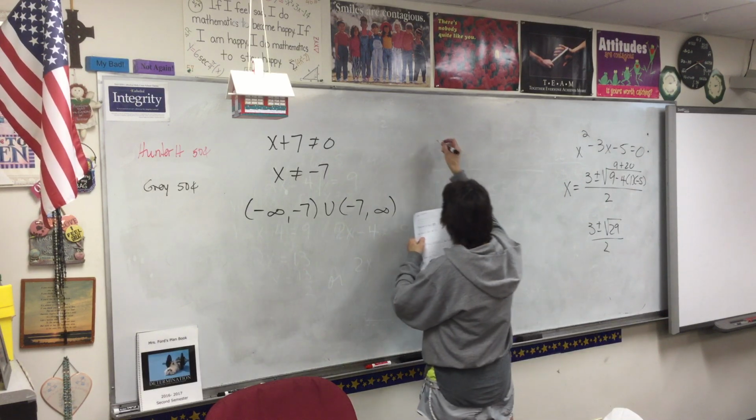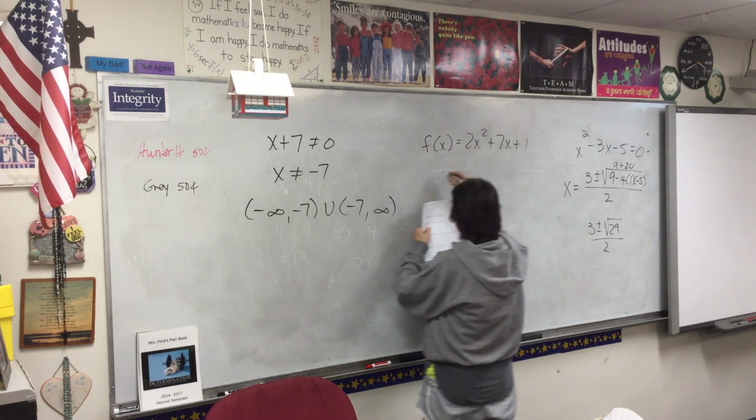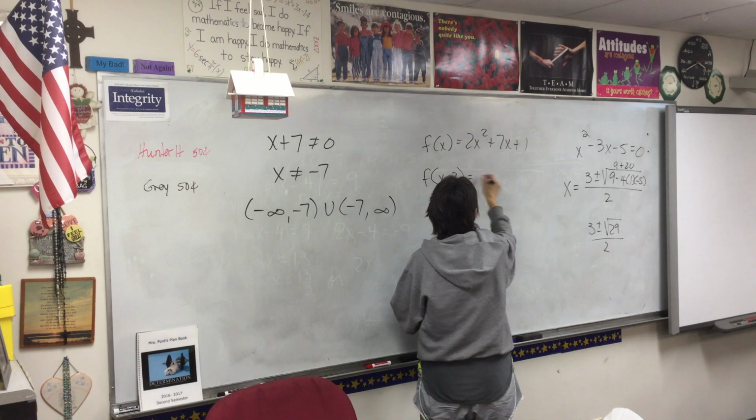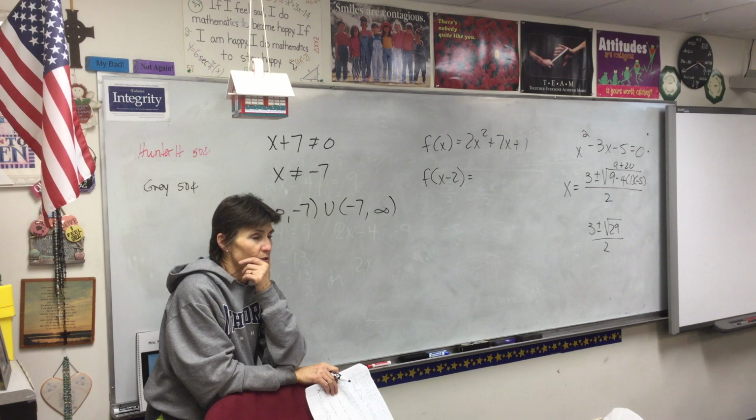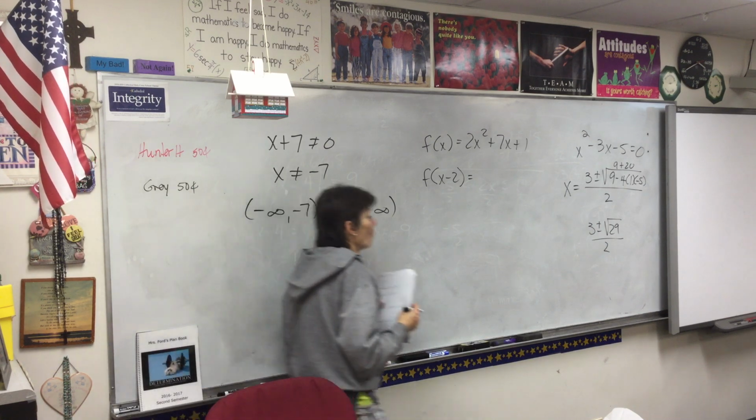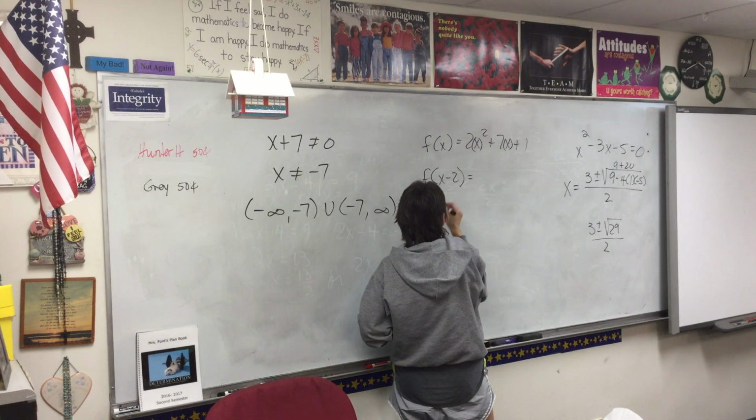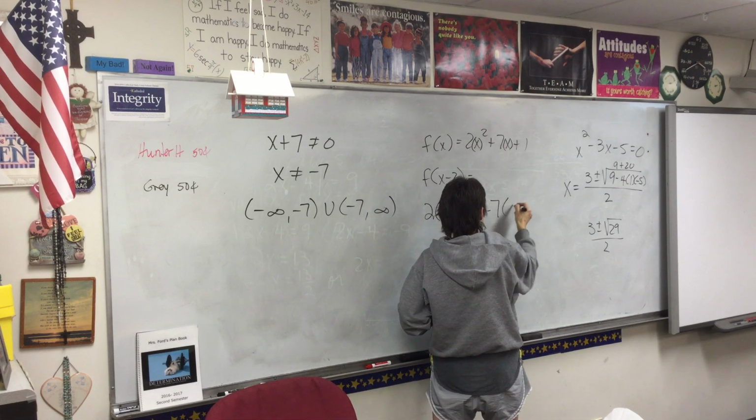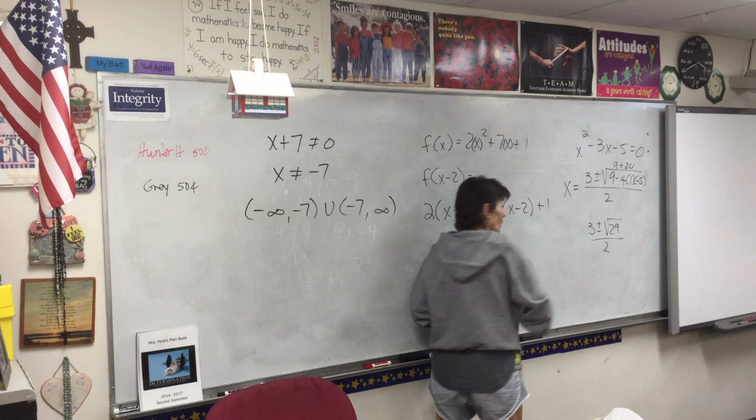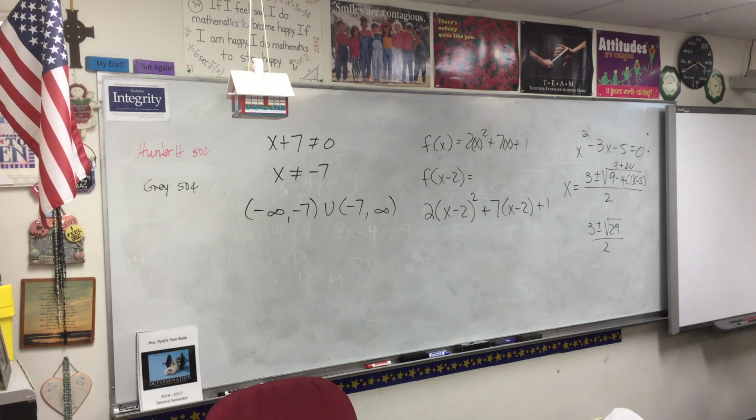All right, now we got this function, and we want to find f of x minus 2. Easy. You can do this. How do we find f of x minus 2? Plug it in for the x's, right? So it's going to be 2(x minus 2) squared plus 7(x minus 2) plus 1. In other words, we just take out the x's and plug in whatever they tell us. In this case, x minus 2.